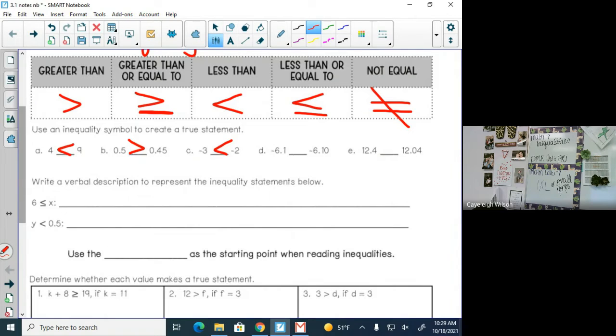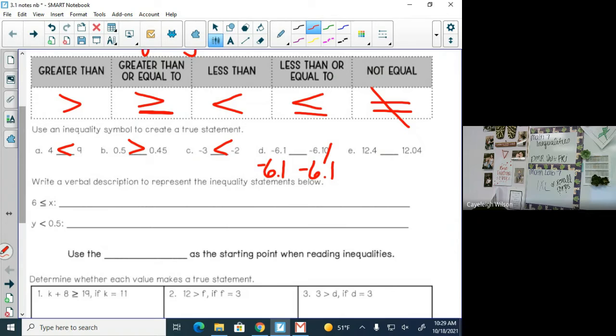-6.1 and -6.10. Those are equal, because the 0 at the end doesn't matter, so you can just take off the 0. How come? This right here is -6.1, and so is this one. That 0 at the end doesn't have to be written there. Those are the exact same numbers, so they are equal.